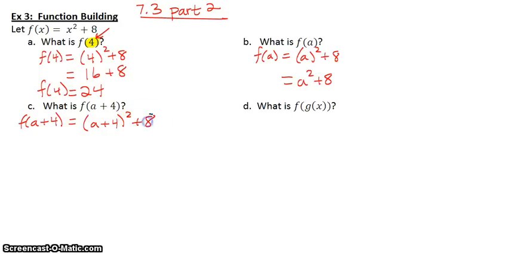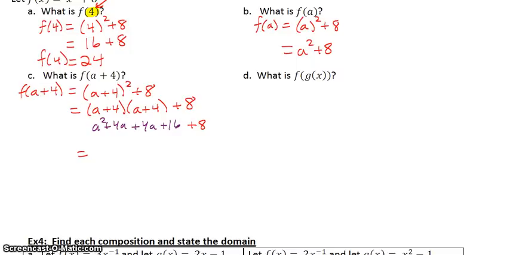This one just takes a little bit more effort because I have an a plus 4 with a power, and it has a plus or minus sign with a power, which means I have to write it out twice and then FOIL it. So in my mind, I'm thinking, okay, a squared plus 4a plus 4a plus 16. That's me foiling. I still have the plus 8 from before. So my final answer ends up being a squared plus 8a plus 24. So that's what f of a plus 4 is.